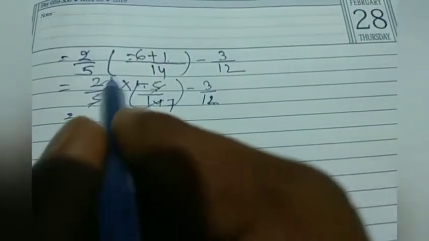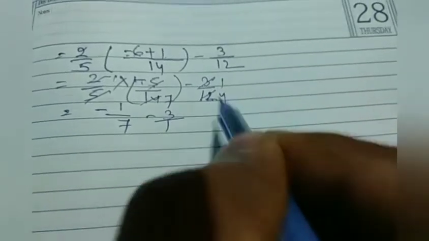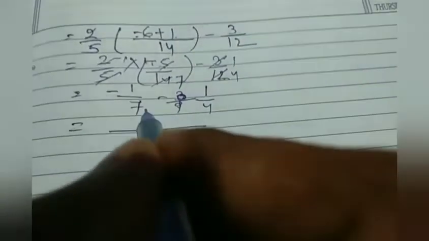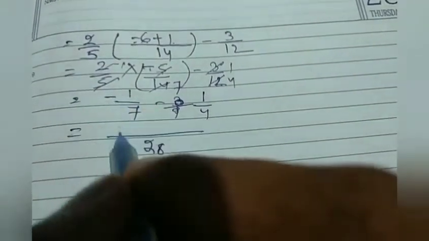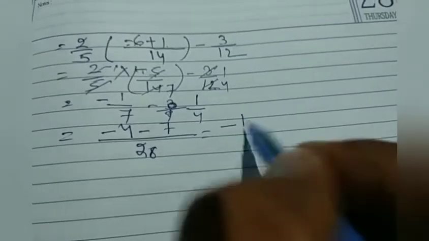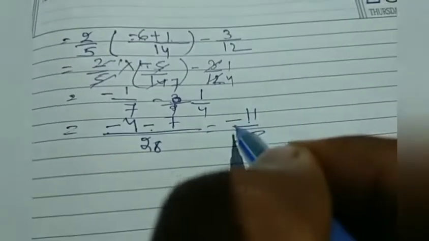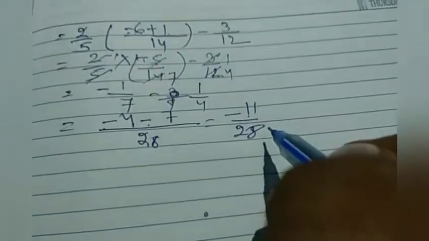It becomes 1, minus 1 by 7 minus 3 by 12, which can also cancel: 3 1s are 3, 3 4s are 12, so 1 by 4. So taking LCM of this, 7 and 4 is 28, 28 divided by 7 is 4, that is minus 4, then minus 28 divided by 4 is 7, that is 7 into 1 is 7, minus 7, 4 and 7 is 11 by 28. Look, the signs are the same, so we have to just add the numbers, that is 11, and the sign remains the same. Okay, 11 by 28.